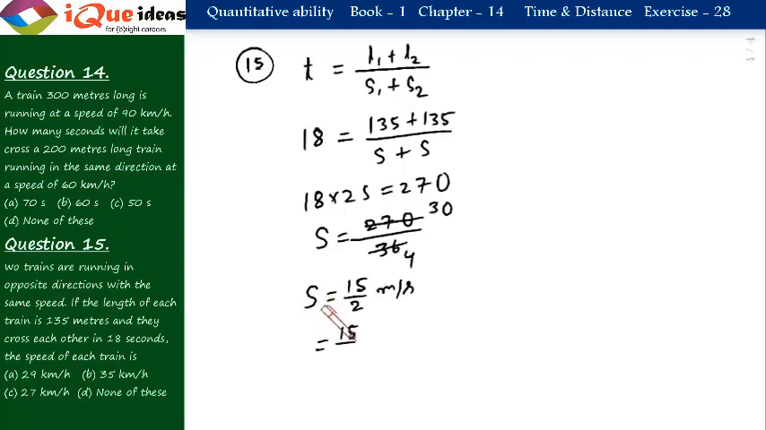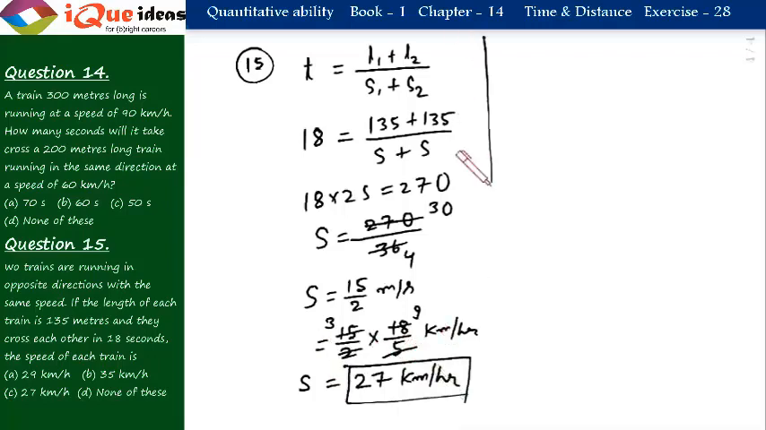But the question is asking for the speed in kilometers per hour. So it is equal to 15 by 2 into 18 by 5 kilometers per hour. Okay. So 2 cancels 18 nine times. 5 cancels 15 three times. So the required speed is 9 into 3, 27 kilometers per hour. Okay.